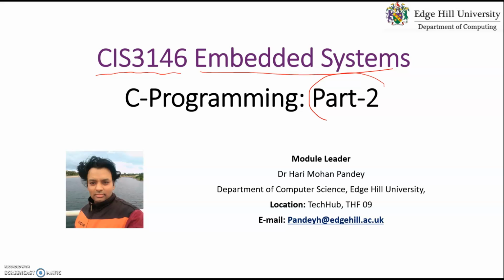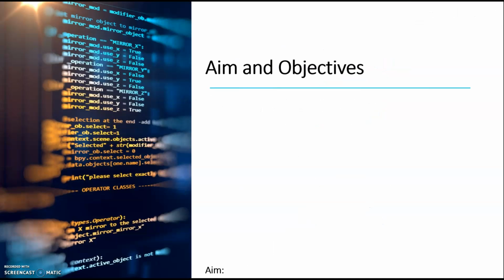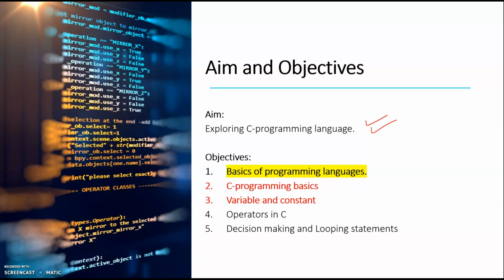This is part 2 of C programming language, and we will start this session by looking at the aim and objectives of the week 2 session. As I already explained, the aim of week 2 is exploring C programming language. To achieve this aim, several objectives have been framed, and they are listed here. So far, we have completed objective 1. In this session, our aim is to achieve objective 2 and objective 3.